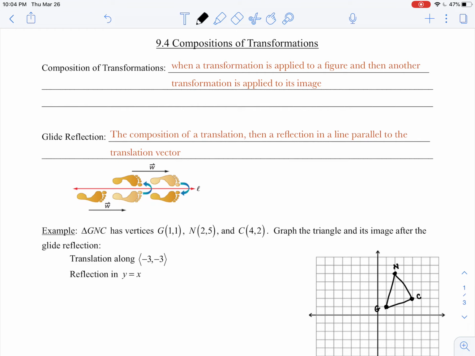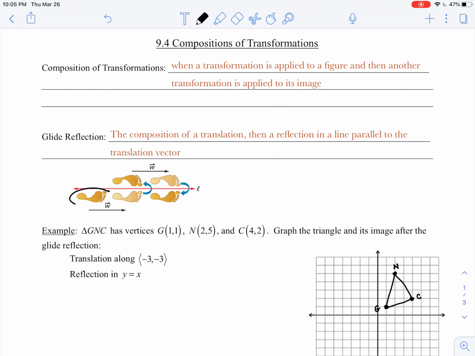A glide reflection is where you first perform a translation, or a slide, on a figure and then reflect it in a line parallel to the translation vector. The picture of the feet here is an example of a typical glide reflection.